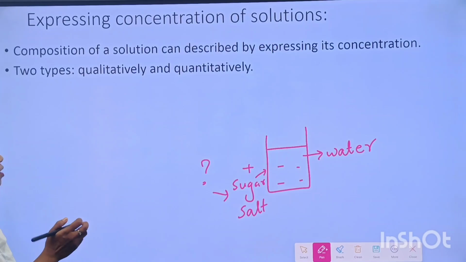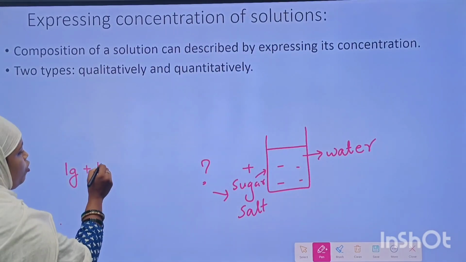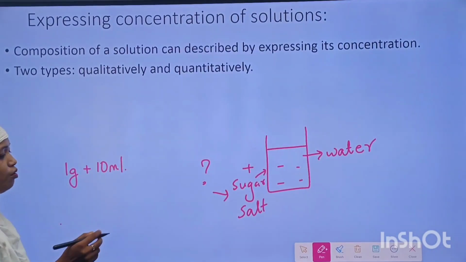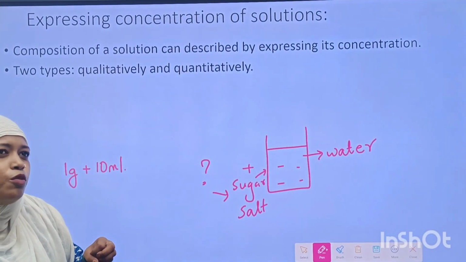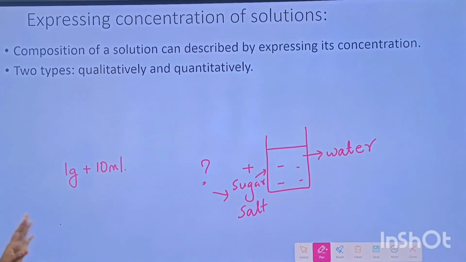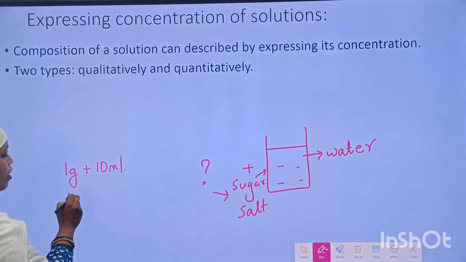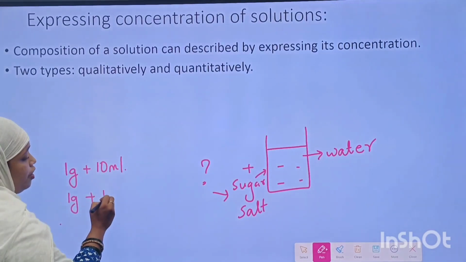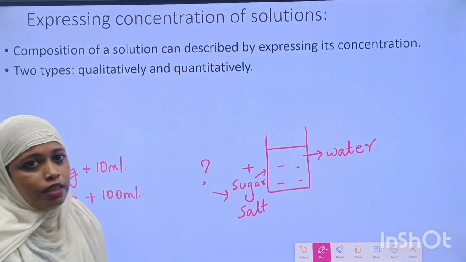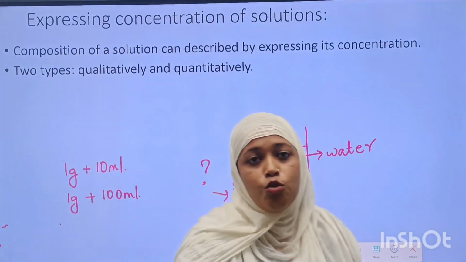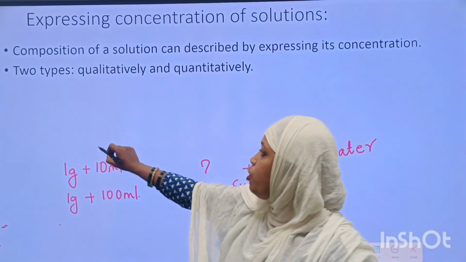For example, suppose I have mixed 1 gram of sugar in 10 ml of water. So the water will be approximately sweet. Not very sweet, but normal sweet. So we can say that it is not that dilute. But if I mix 1 gram of sugar in 100 ml of water, the water will be slightly sweet. This means that the solution is very dilute. So this is the qualitative property.